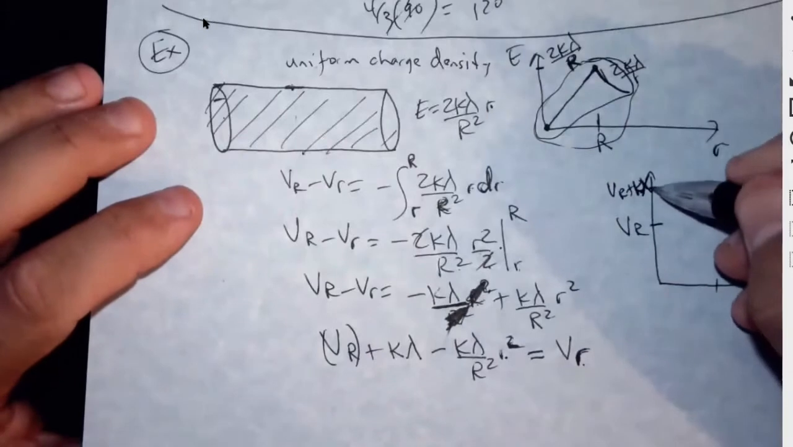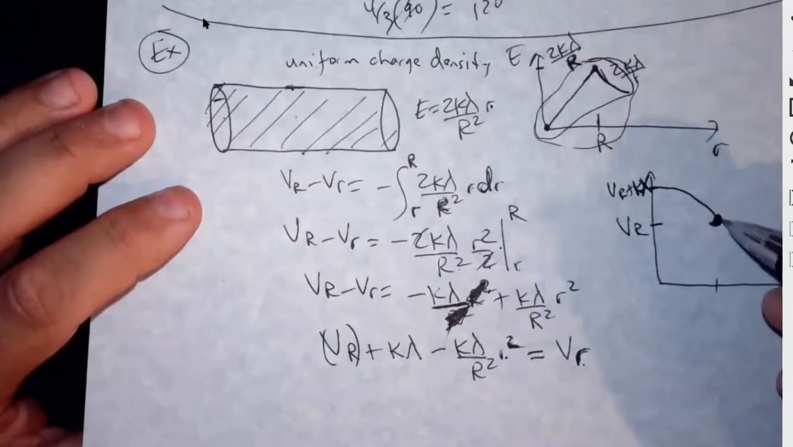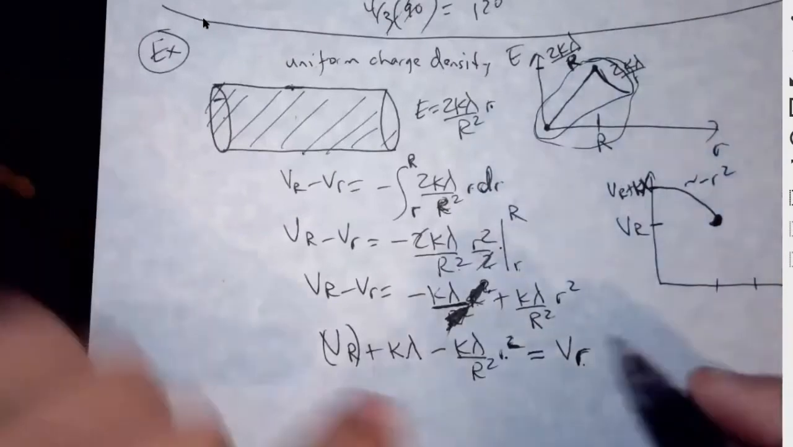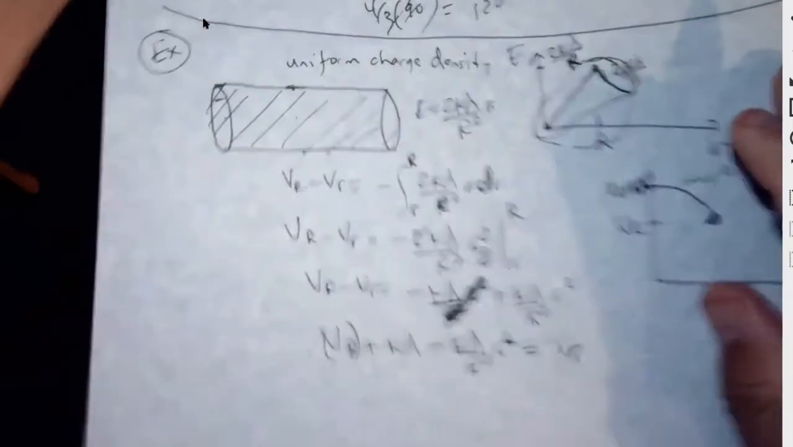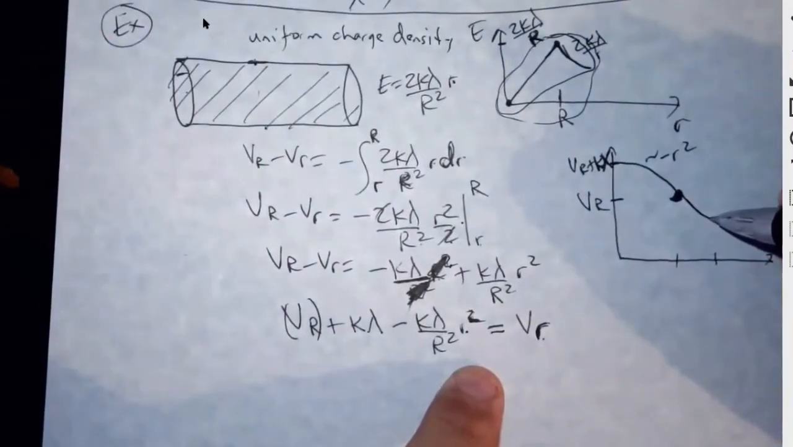And then it looks like a square function again. Okay. Then what does the voltage look like after that? So this is proportional to negative r squared. Yeah, the negative r squared, right? So then after that, it looks like it's proportional to 1 over r.